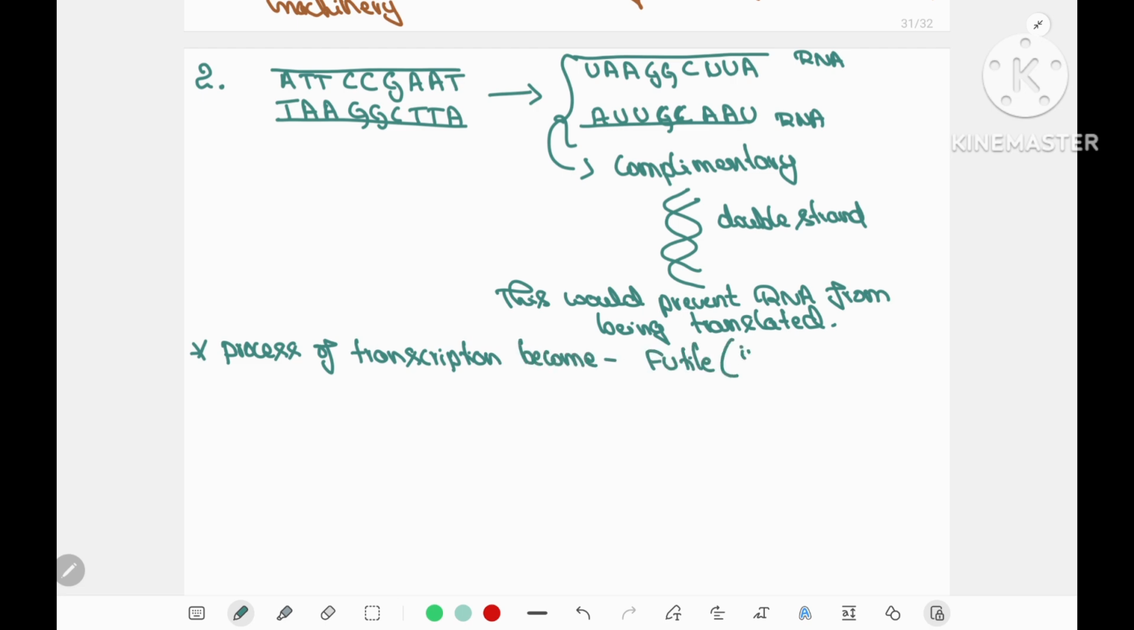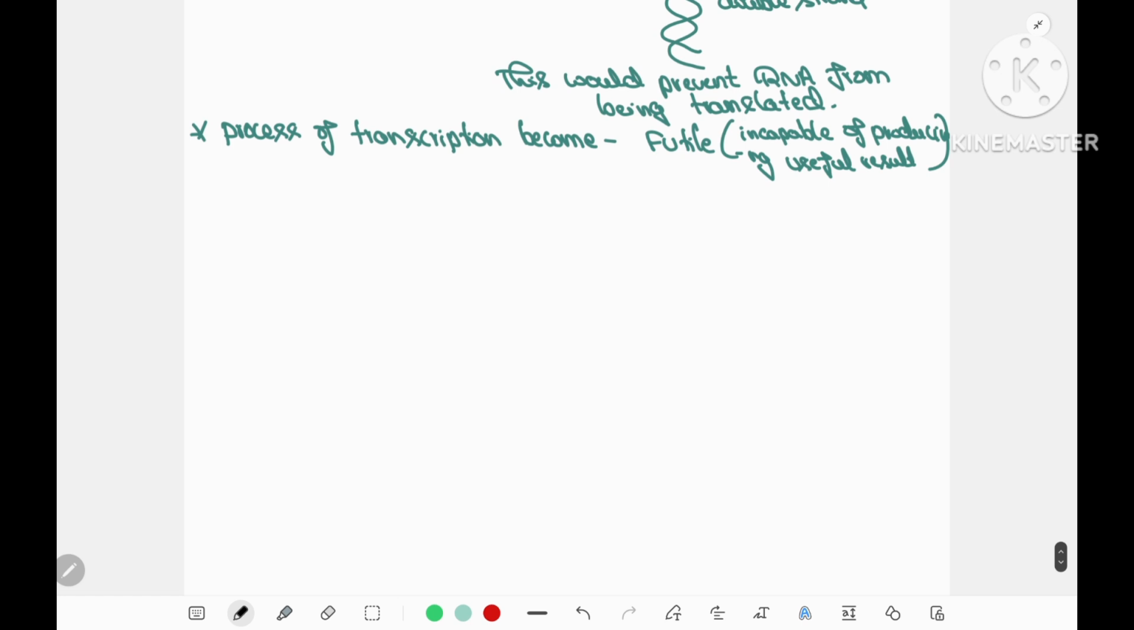In your text they have mentioned the term futile. So futile means the process was not able to produce a useful product. Even if it undergoes transcription, it would not produce any useful product. So these are the two important reasons why both the strands of DNA will not act as a template.